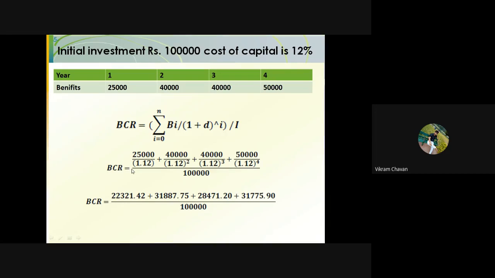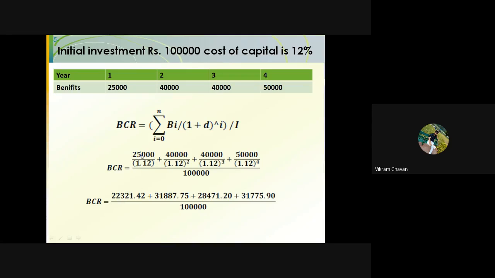So one can write this problem in this format also. BCR is equal to 25,000 divided by 1.12, because the discount rate is 12%. 1 plus 0.12 becomes 1.12. Now we are calculating the present value for the first year only, so it should be raised to 1. So the i value is 1.